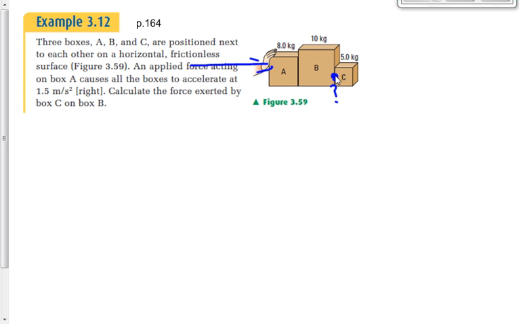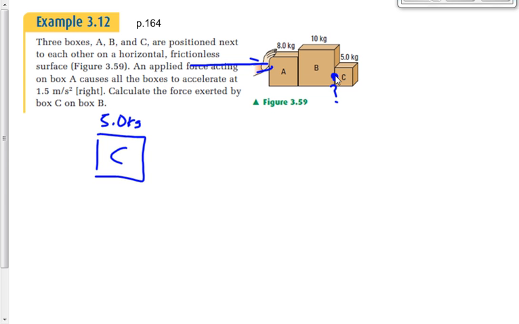How are we going to do that? Well, we're going to pick one of these objects to analyze. Let's pick object C to analyze. It's like analyzing a semi-truck and using the trailer only, not the truck part of it. Okay, object C has a mass of 5 kilograms. It's a frictionless surface. There's no force of friction acting back on it.